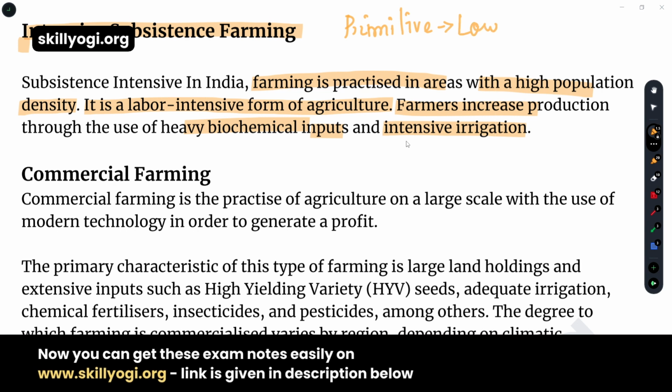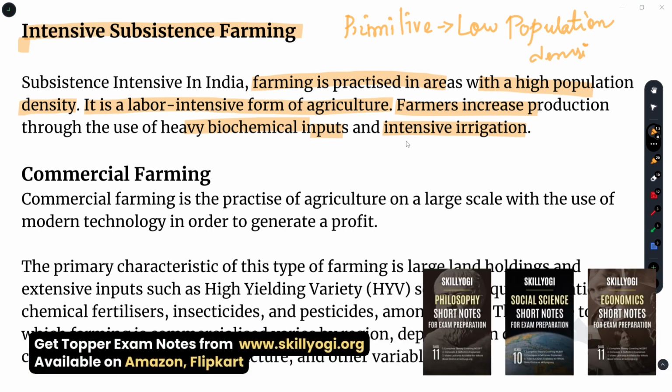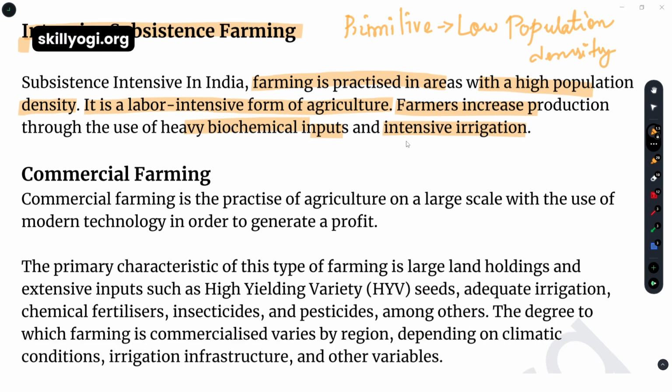Low population density. The first point is low population density in primitive, which we have not got in intensive subsistence agriculture. What have we got from intensive subsistence? There is a high population density. Yes, the population density is very high. Come to the next part. In primitive, if I am giving 1 mark here, then it's 2 points.